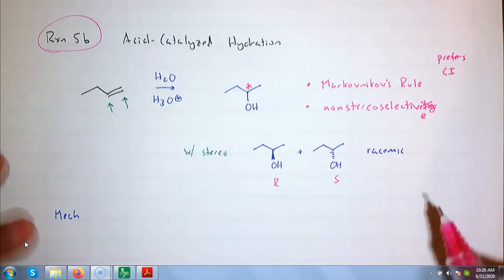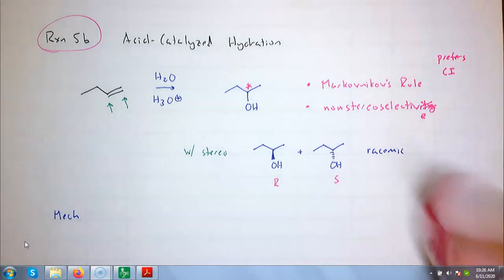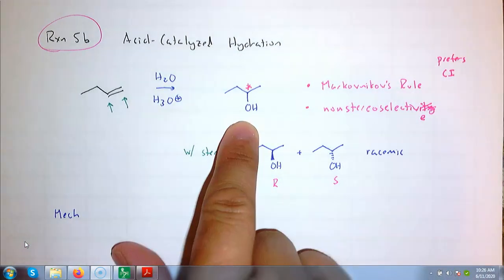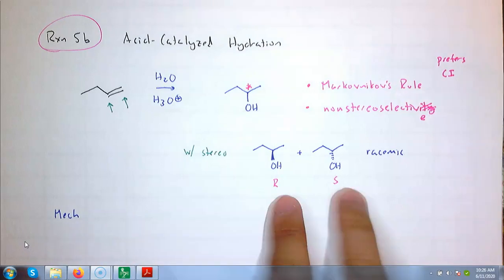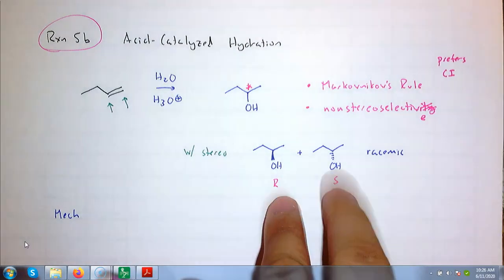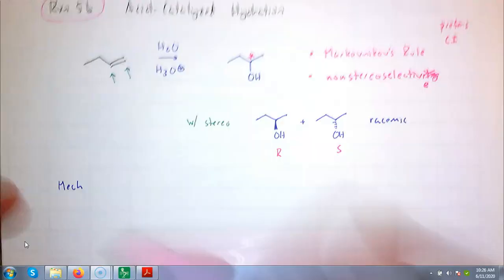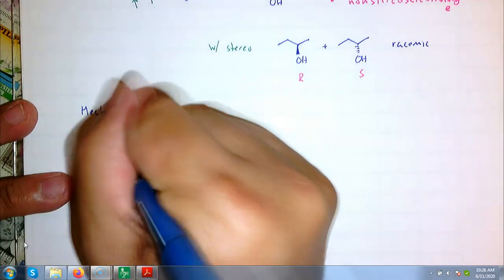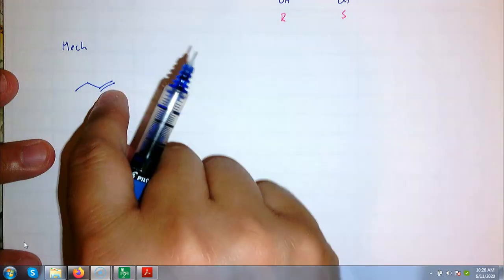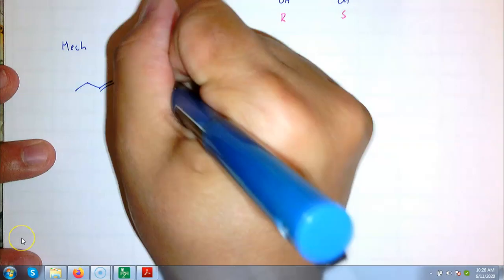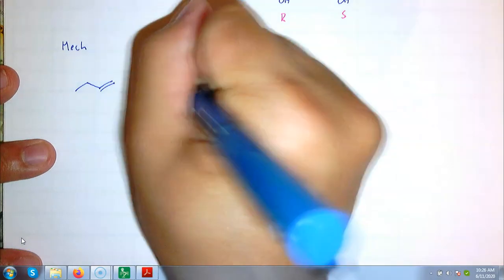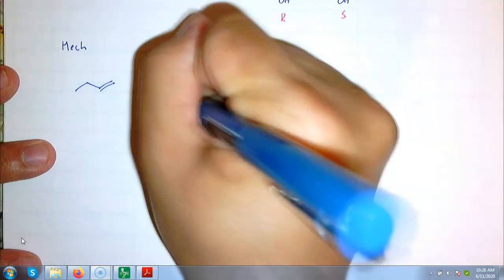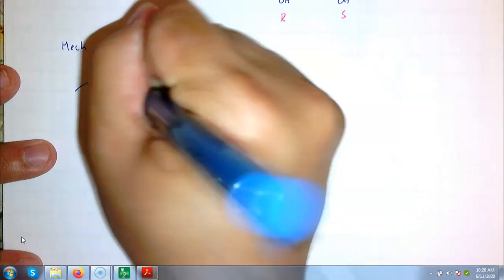Some professors want you to draw that. I don't. Draw the major organic product, and for this, these two are 50-50. The mechanism is going to be pretty similar, because again we're going to have the pi bond attack an electrophilic hydrogen, but in this case, instead of HCl, you have H3O+.